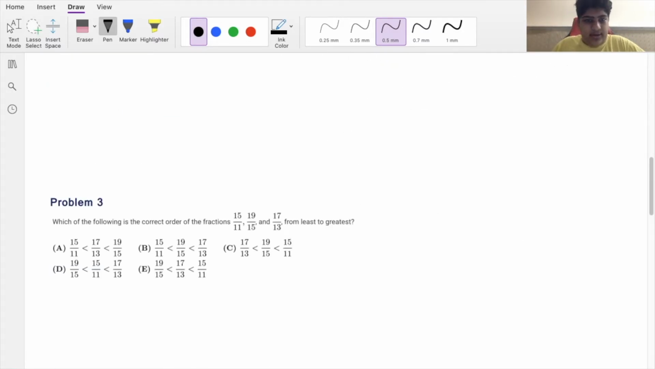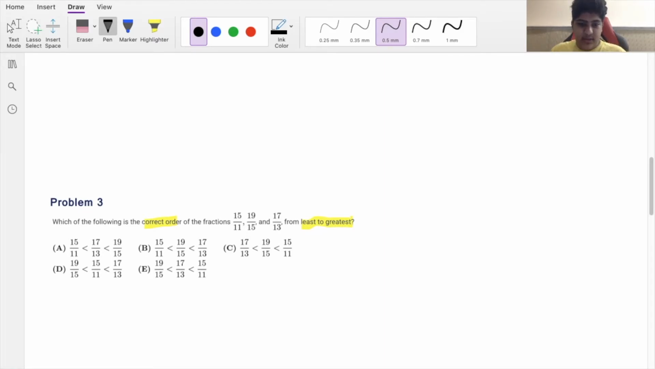Which of the following is the correct order of the fractions 15 over 11, 19 over 15, and 17 over 13 from least to greatest? Now, how should we approach this? Well, it seems like we could cross multiply in order to find the fractions that are the smallest, but this seems very tedious. So what I'm going to start by doing is subtracting 1 from each of the fractions, and that should preserve the inequality because I'm subtracting the same value.